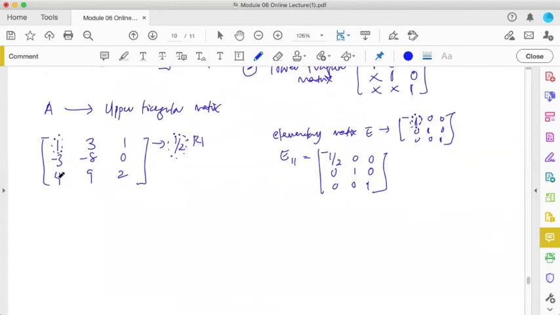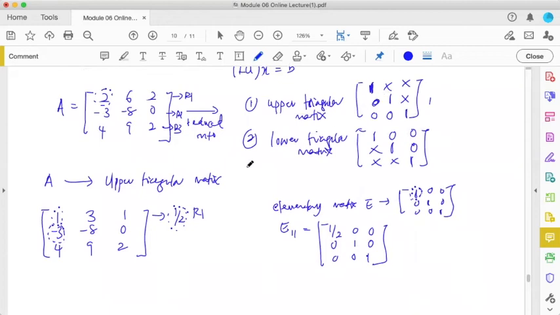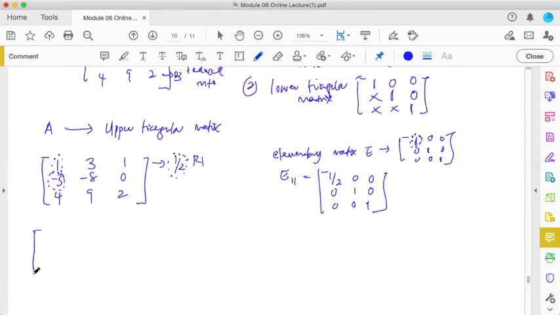For your next operation, you want to change -3 to become 0. In order to change that to 0, at row 2, you can add row 1, but you need to multiply it by 3. That will give you 0, 1, and 3. The rest of the coefficients, you can just write back.